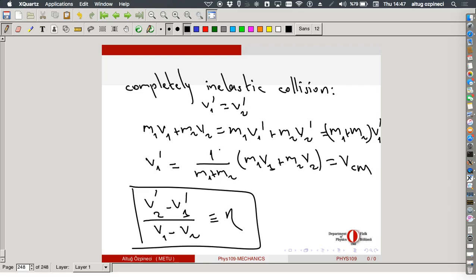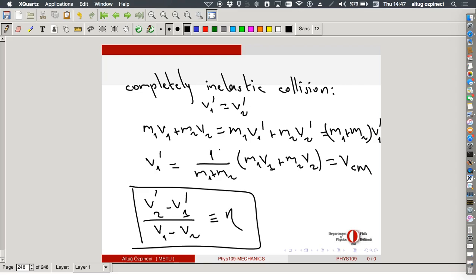Or we might assume that the objects stick together after the collision. This is what we call the completely inelastic collision. In that limit, this parameter is just 0. Or we can assume anything else. For a given collision, you can say that maybe this parameter for that particular collision was 0.5. And once you fix this parameter, that gives you a second equation to solve for the two unknowns.